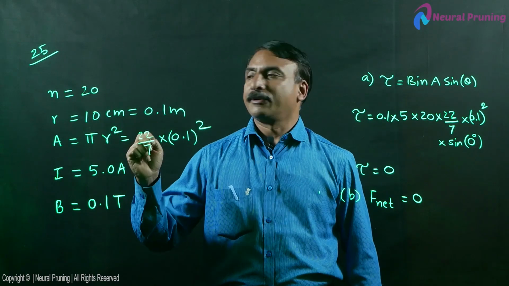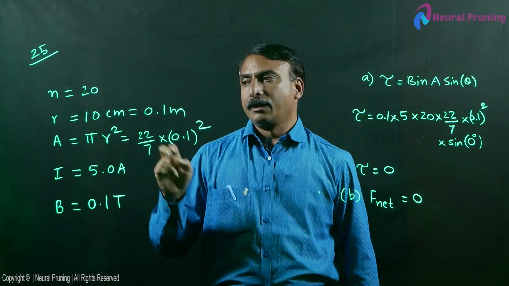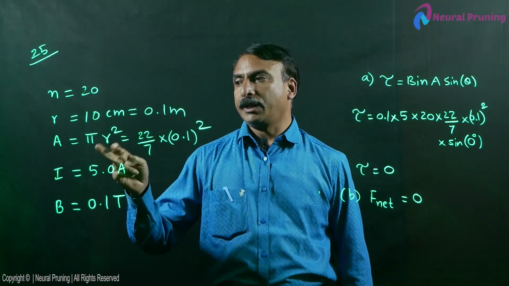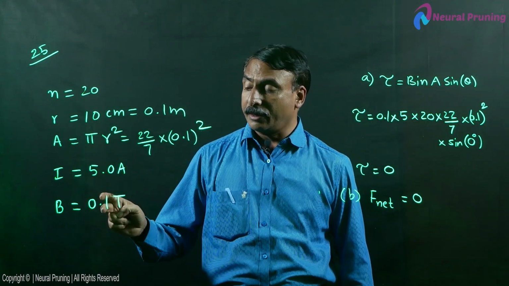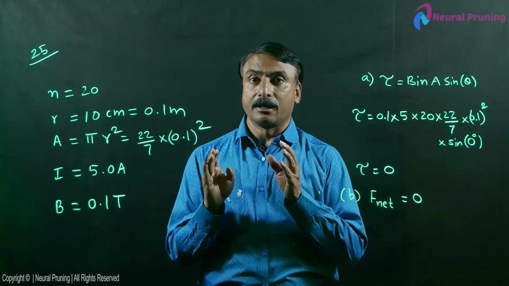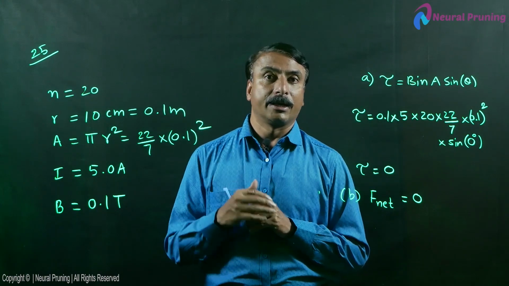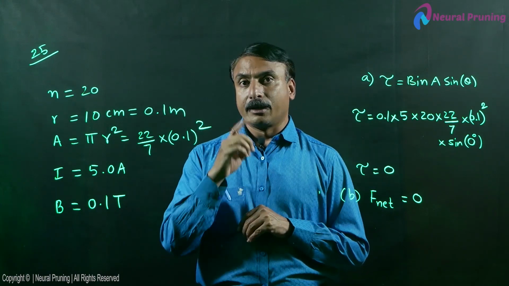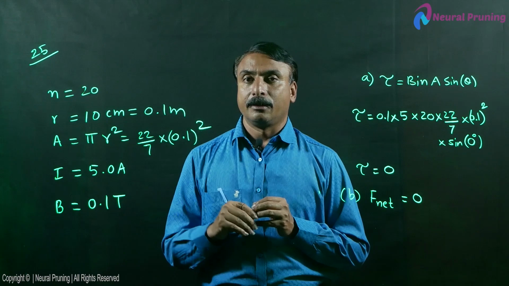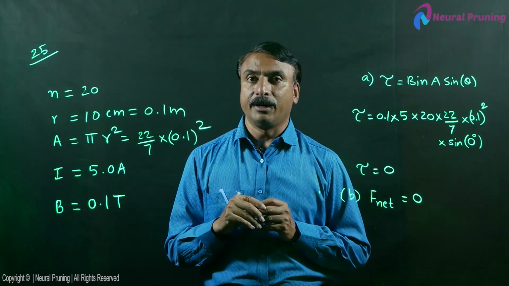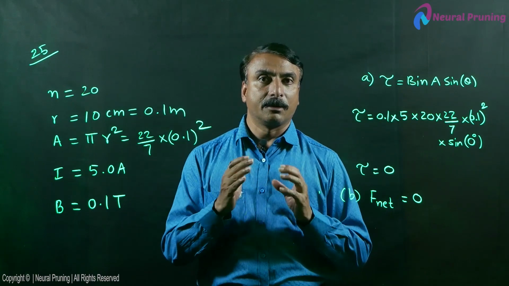The number of turns in the given coil is 20, whose radius is 10 centimeter, which is in the circular form. Convert centimeter into meter, then area is pi r square, and it carries a current of 5 amperes. It is placed in a magnetic field of 0.1 Tesla, such that the normal to the plane of the coil is in the direction of magnetic field. When the normal to the plane of the coil is in the direction of the magnetic field, the angle between the direction of magnetic field and normal to the plane of the coil is nothing but 0 degrees.